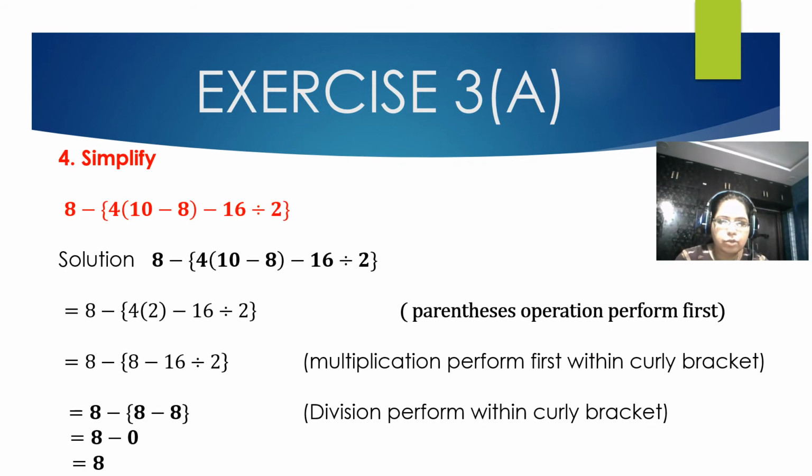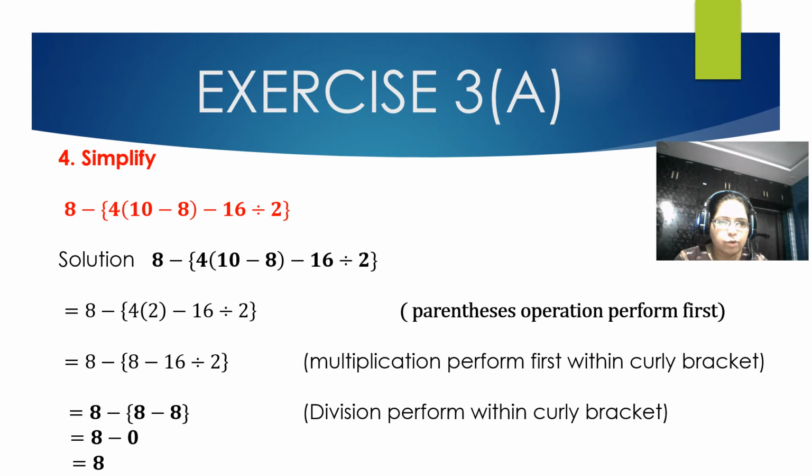Now we solve question number 4, and question number 4 is: simplify 8 − {4 × (10 − 8) − 16 ÷ 2}. The 10 minus 8 is inside the parenthesis, and the whole is inside the curly bracket.